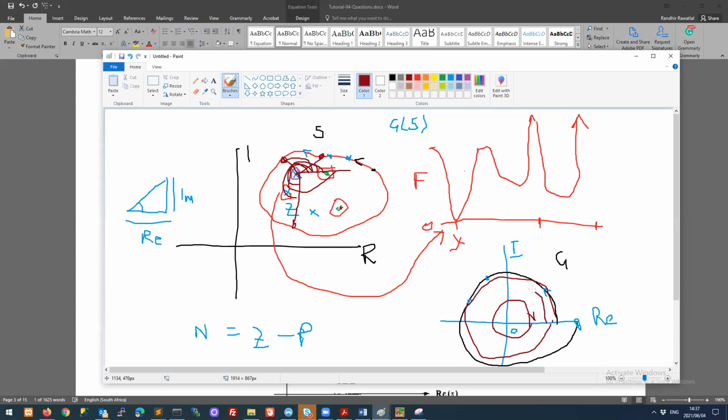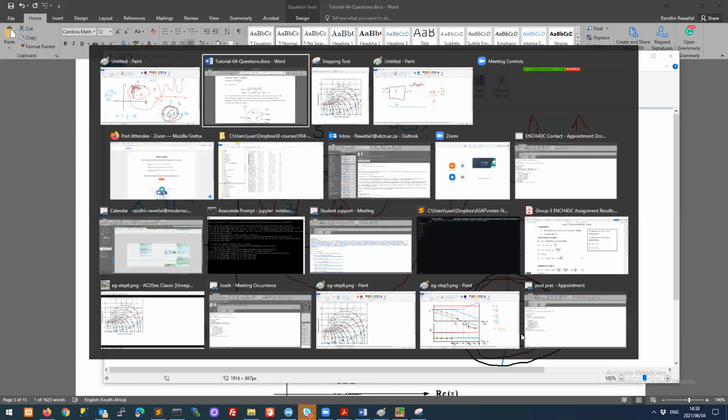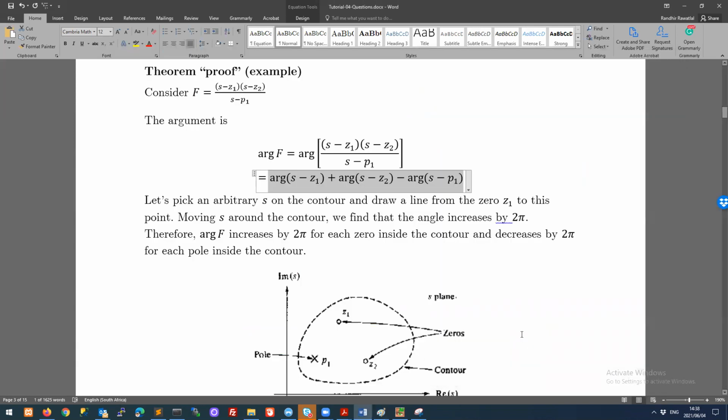So for each zero, it will go forward and encircle 1 time like that. And for each pole, it will reverse and go around like that. So that's why, as we go around all the poles and zeros in here, we change the number of times the function g encircles 0. Okay, any questions or comments on that?